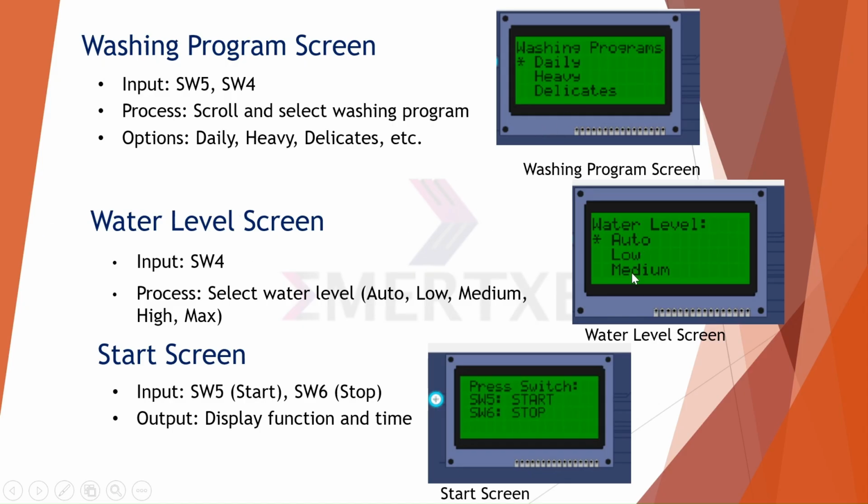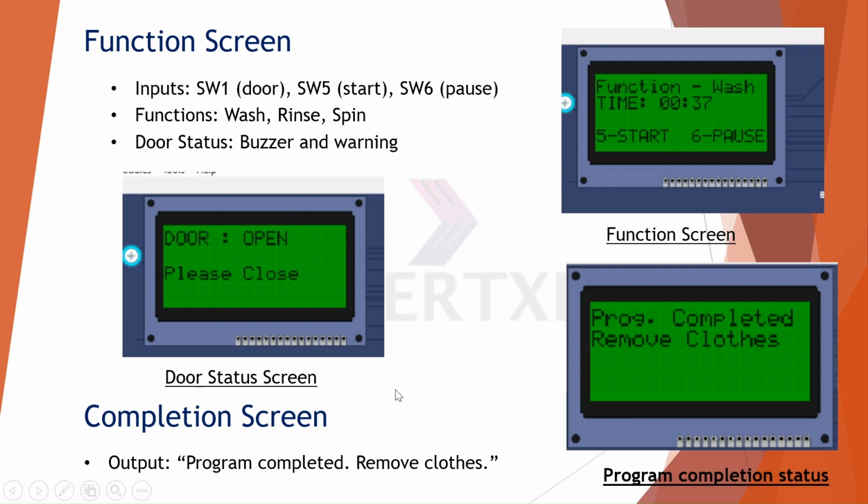Then the water level screen, we have auto, low, medium, high, max, and switch 4 has the same functionality for scrolling and selecting. Then we have the start screen. Switch 5 is used to start and switch 6 is used to stop the program. Next, we have a function screen in which the timer is running and all functions are shown, like wash, rinse, and spin. Switch 6 is used to pause the function, the washing machine fan is stopped, and switch 5 is used to resume the program, and the fan will start.